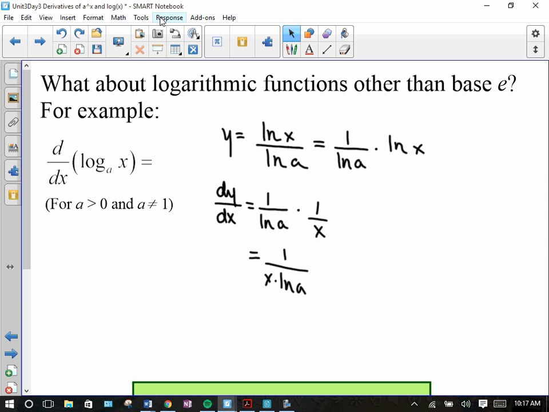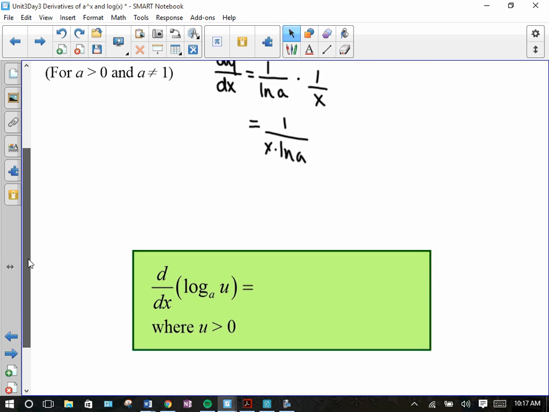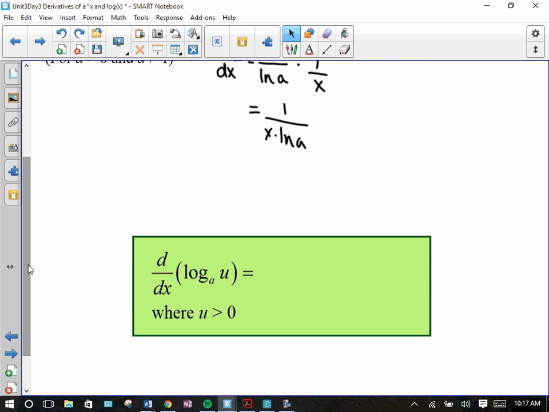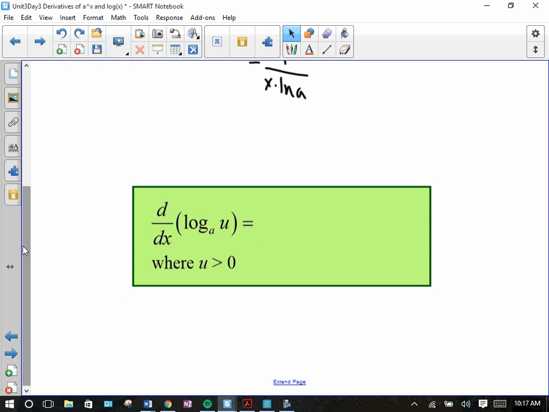So let's extend this to a case where we have a function within a function.